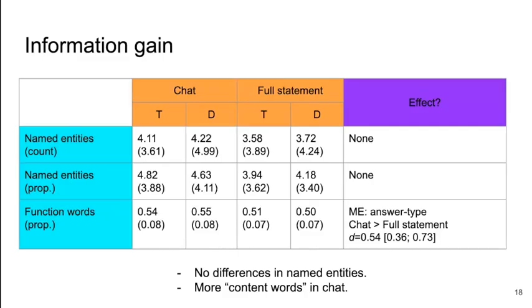Now, the information gain can be summarized very briefly in that we don't really see a difference here. There is not really a big noticeable difference in, for example, more named entities or references to places and locations popping up in the chat compared to the full statement. So we don't really see a difference in this here.